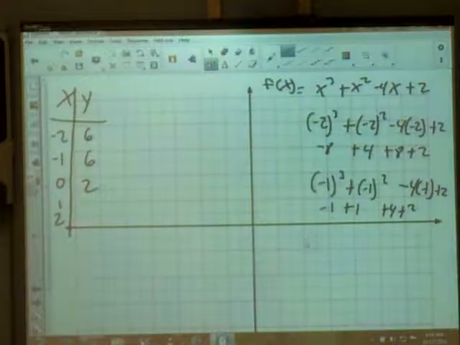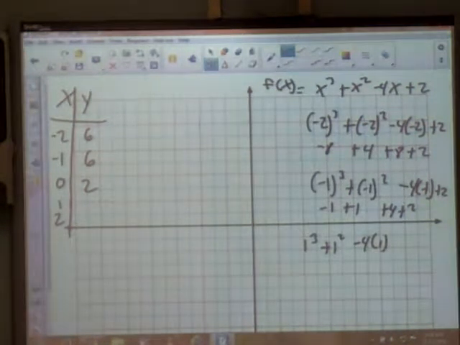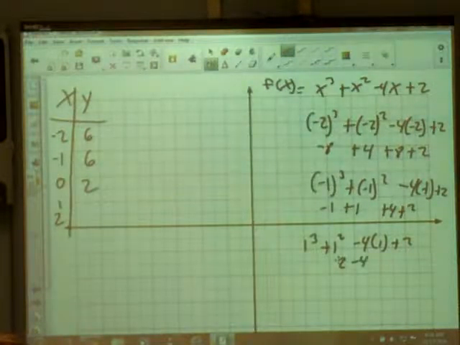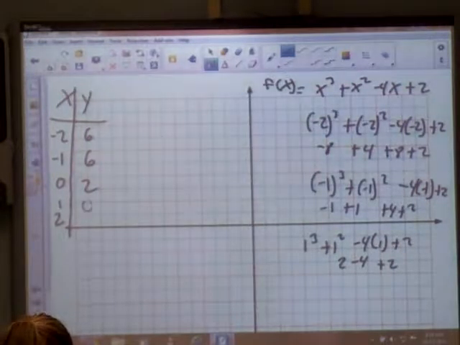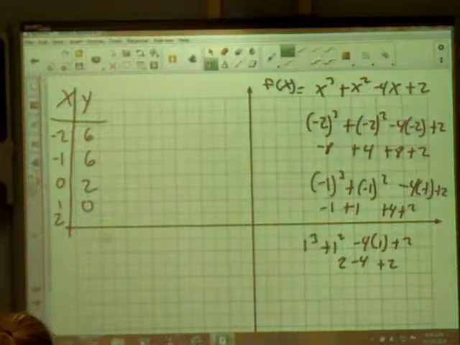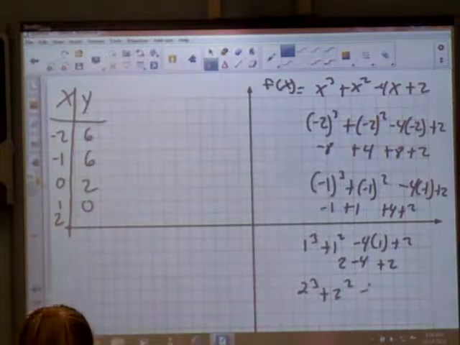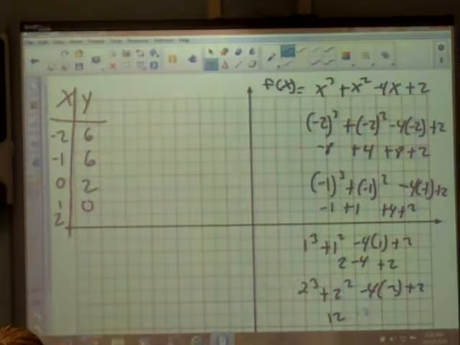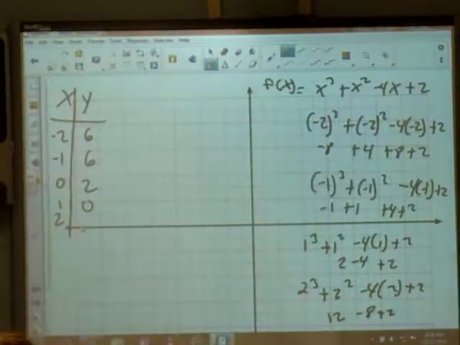Alright, my 1 cubed plus 1 squared minus 4 times 1 plus 2. That's 1 plus 1 is 2, minus 4 is negative 2, plus 2, so that's 0. Now tell me if y'all get something different than me on any of these. And then my 2. 2 cubed plus 2 squared minus 4 times 2 plus 2. So that's 8 plus 4 is 12. Minus 8 plus 2. 12 minus 8 is 4. Plus 2 is 6.